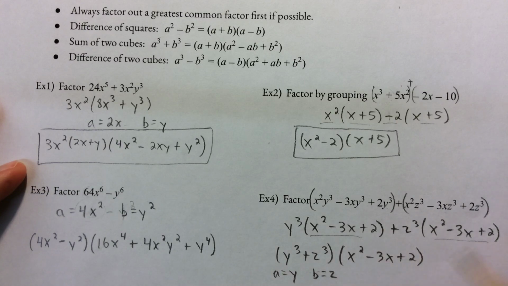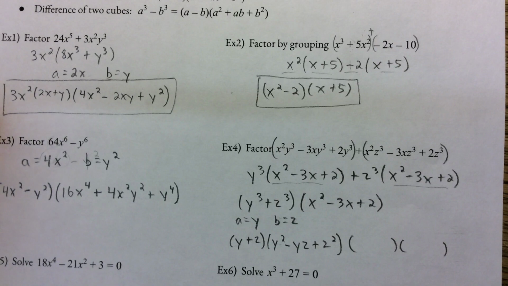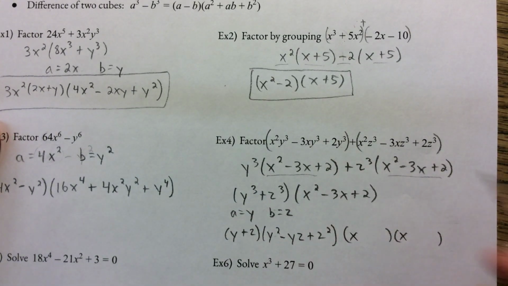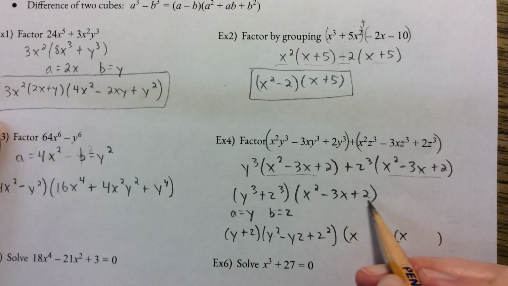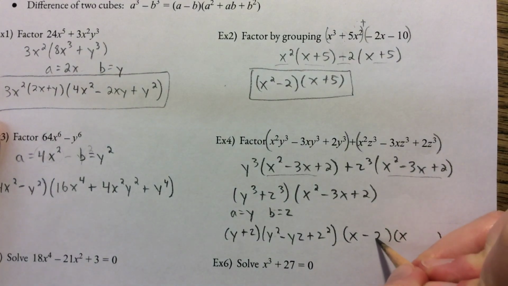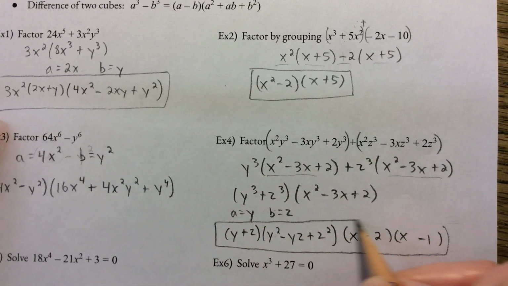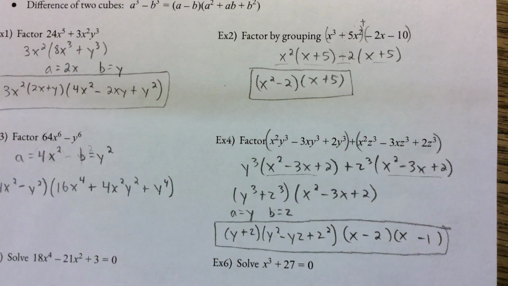Now this can actually be factored too. So here I have a trinomial. Numbers that multiply to equal positive 2 and add to negative 3 would be negative 2 and negative 1. So this whole big long thing would be the factored form there.